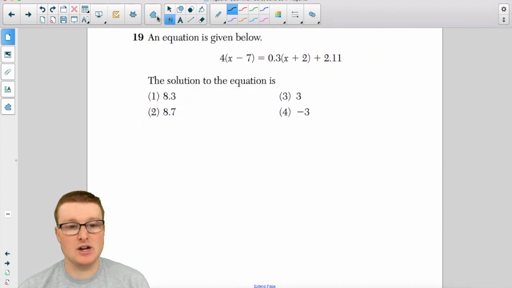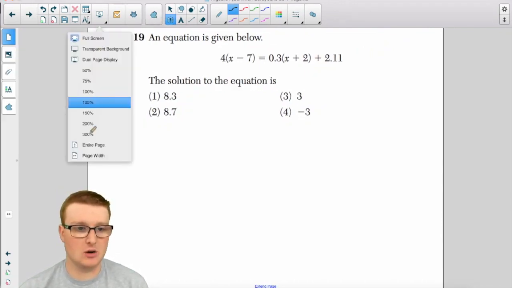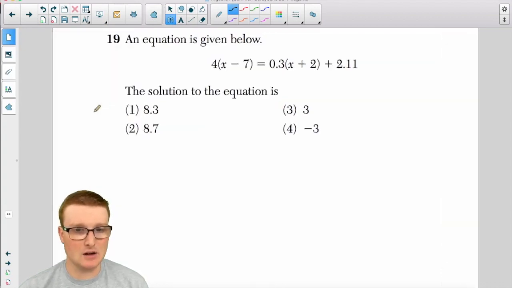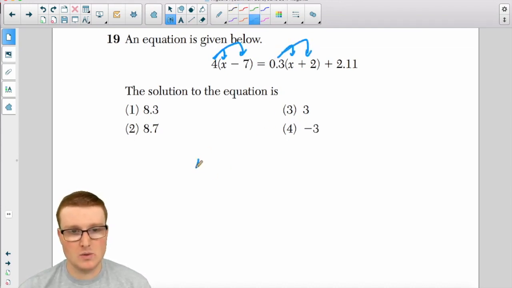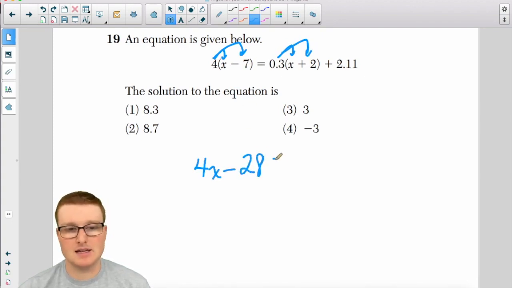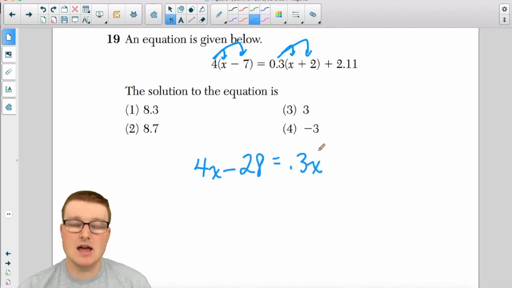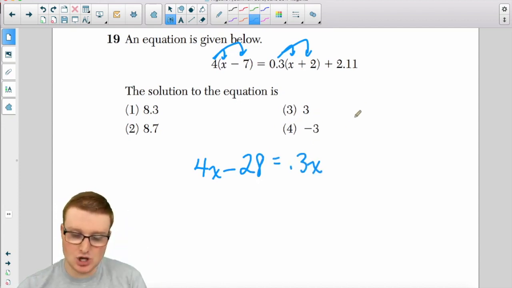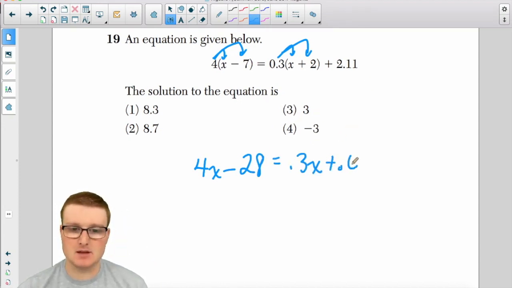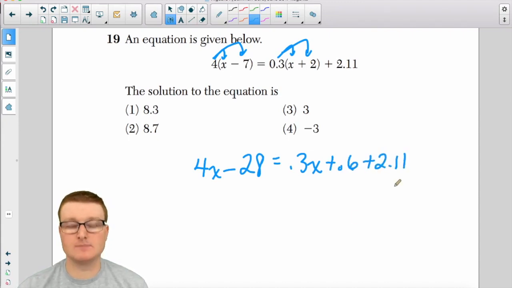Number 19, an equation is given below. The solution to the equation is what? So let's just go ahead and solve for x. So I'm going to take that 4, distribute, take that 0.3, distribute. So we get 4x minus 4 times 7 is -28 is equal to 0.3x. Now 0.3 times 2 is 0.6 plus 2.11.